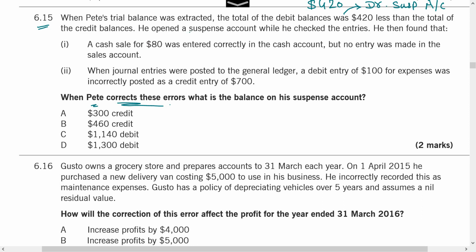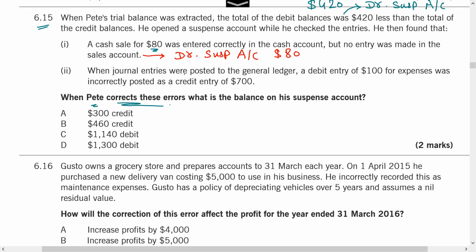He opened a suspense account while he checked the entries. Then he found that a cash sale for $80 was entered correctly in the cash account, but no entry was made in the sales account. So because now we want to credit our sales, we will debit the suspense account by $80 and we will credit sales by $80.